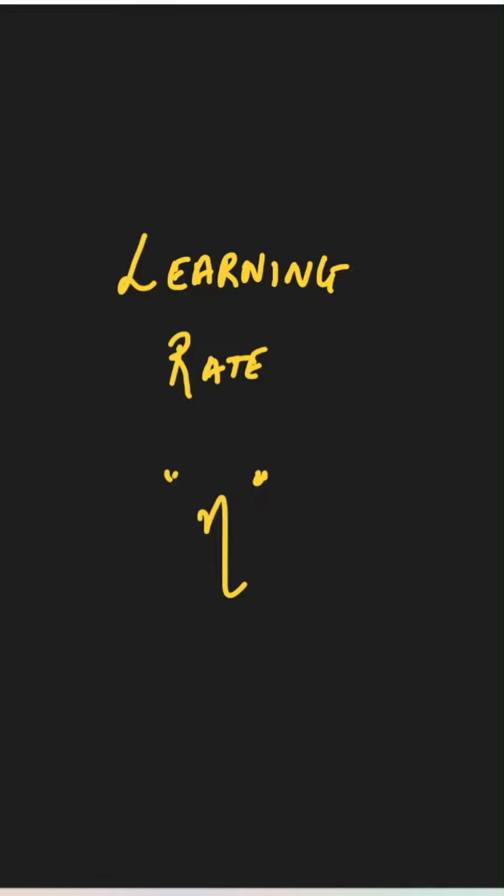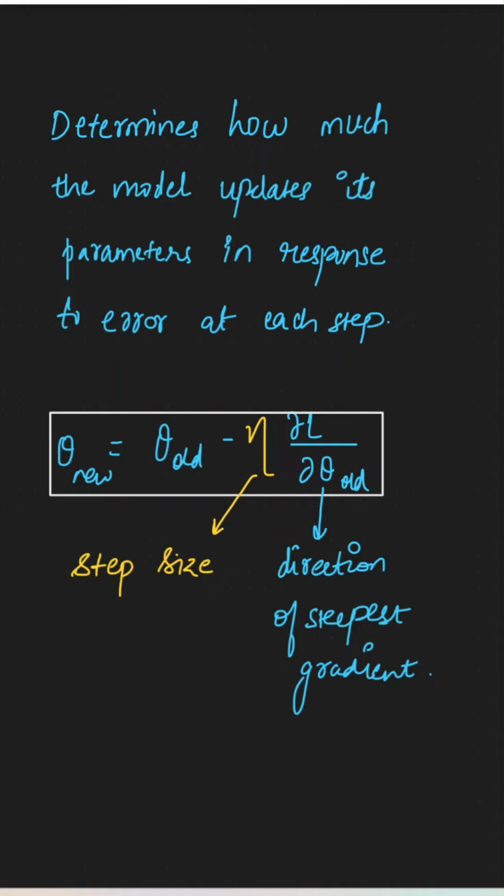Let us talk about learning rate eta in the gradient descent. Learning rate determines how much the model updates its parameters in response to the error at each step. So the gradient descent equation is theta new is equal to theta old minus eta multiplied by the partial derivative of loss function with respect to theta.